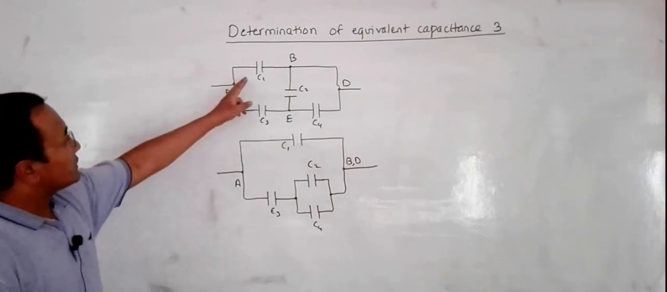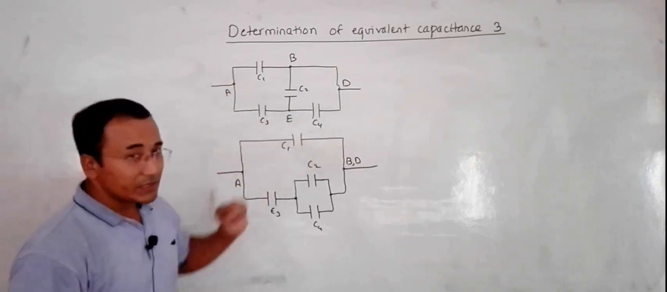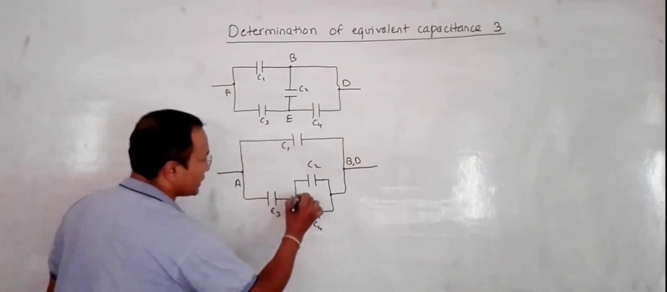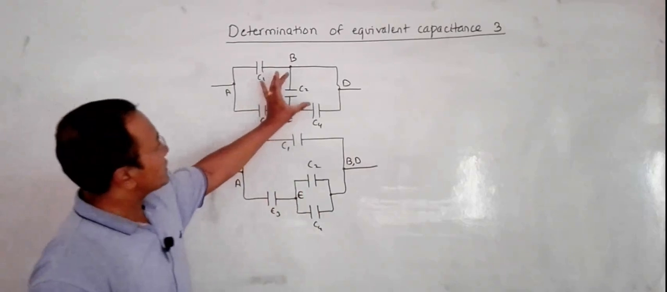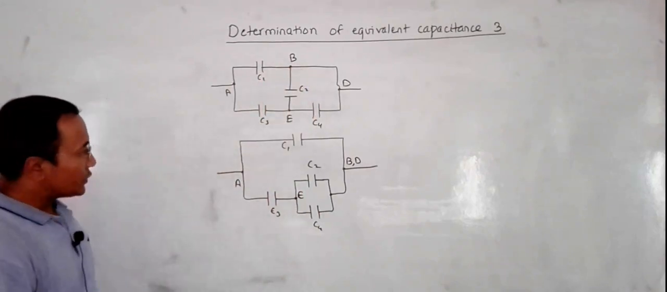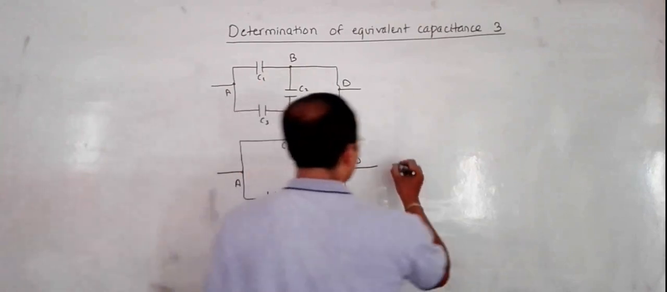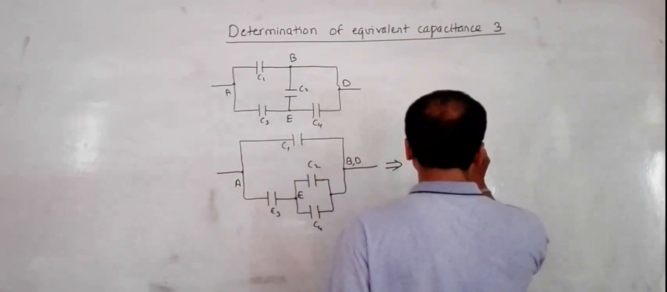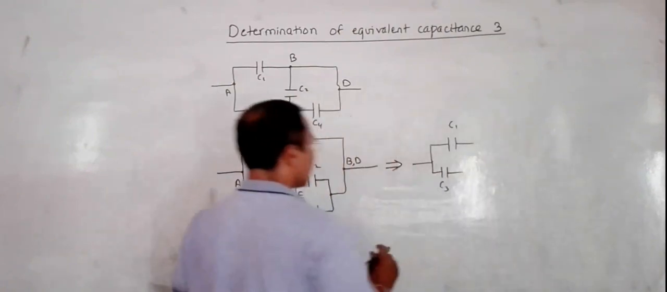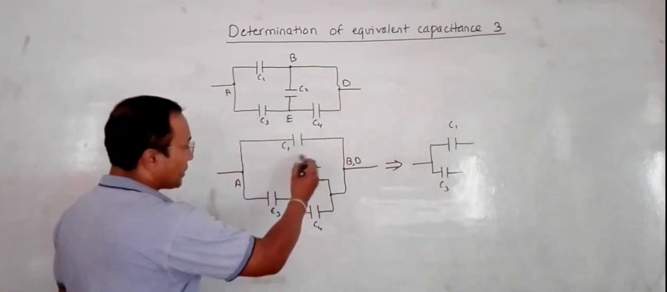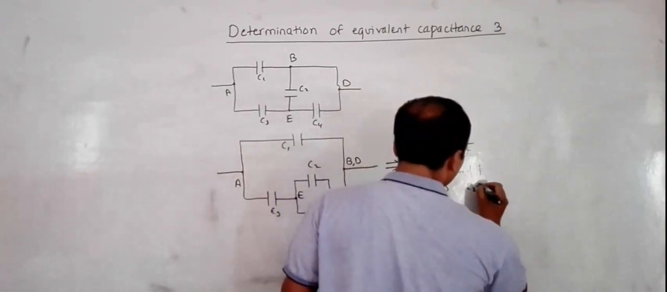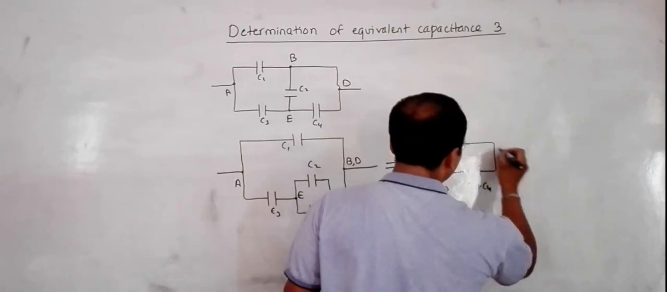So from A, one goes to C1 and to BD directly. Then from A, one goes to C3. From the point E here, it bifurcates to two capacitors which join to B and D. So from here, I can now change this circuit to this form. We have C1 here. From here I have C3, and this capacitance here will be the parallel combination of C2 and C4, so it will be equal to C2 plus C4. Then this is point BD.